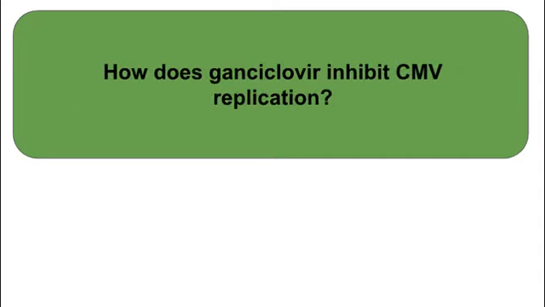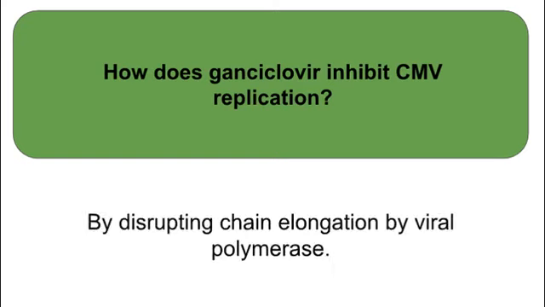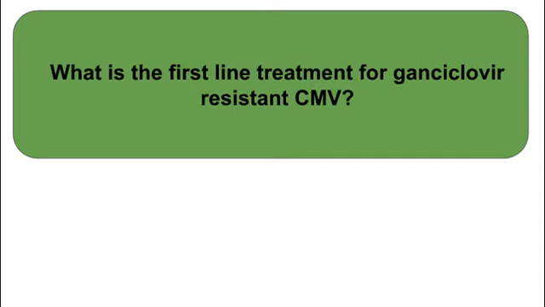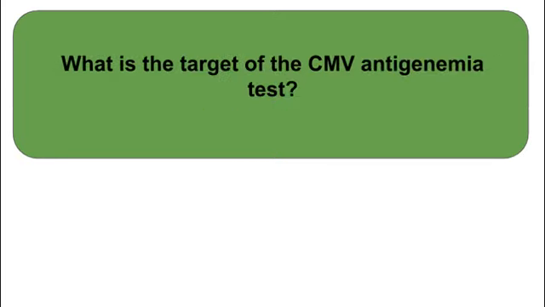How does ganciclovir inhibit CMV replication? Ganciclovir disrupts chain elongation by its incorporation into viral DNA. What is the first-line treatment for ganciclovir-resistant CMV? Foscarnet. What is the target of the CMV antigenemia test?